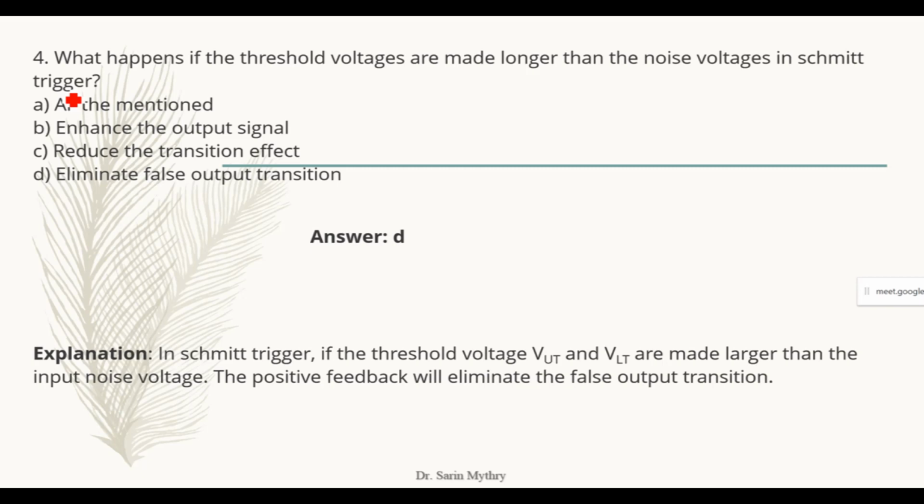So here, whenever these threshold voltages become greater than the noise voltages, then the false output transitions, means what? The output will be having some false transitions, those glitches will be eliminated. Those kind of false output transitions, we may call it a glitch. That glitch is going to be eliminated. So option number D is the correct one.